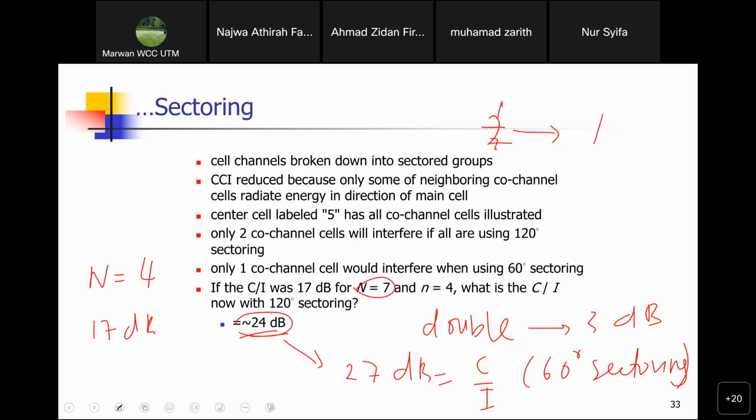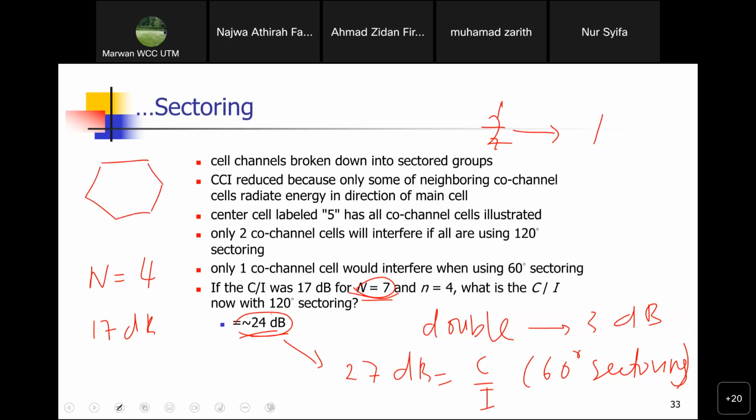So by improving the C over I at the higher cluster, what does it mean? It means that you can use a smaller cluster size if you want to add the number of users per cell. Okay? So during your design, you have to decide whether you want to use sectors or not. If you want to use sectors, you have to compute C over I based on that sector. It's either 100, 120 or 60. Once you have that, you should be able to decide which N you want to use. And with a better C over I, you can use a smaller N. Using a smaller N, you have a higher number of frequencies per cell.